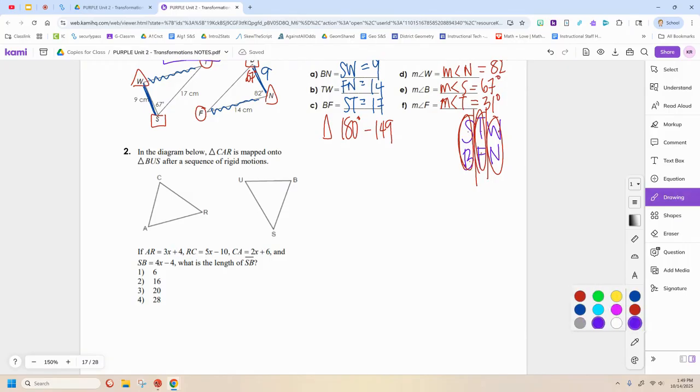All right, so now this is a Regents question. It says in the diagram below, triangle CAR is mapped onto triangle BUS after a sequence of rigid motions. So once again, the reason why I line them up is so I can see who corresponds with who. All right, AR is 3x plus 4. And AR corresponds with US. So sometimes what I do is I go AR with a squiggly, US with a squiggly.